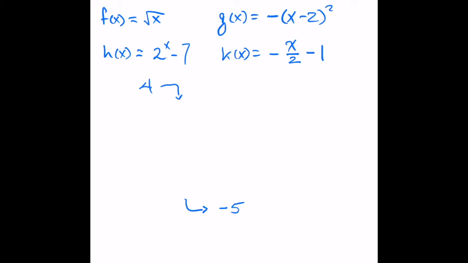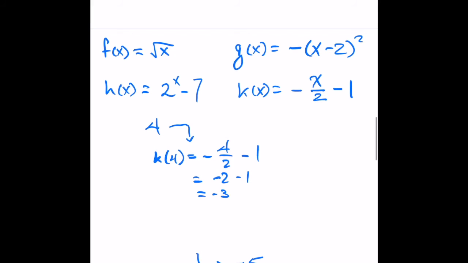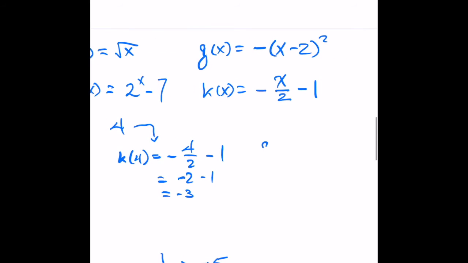Let's start off with, how about k of 4. So k of 4 is going to be negative 4 over 2 minus 1. Well, that gives me negative 4 over 2 is negative 2, and that minus 1 is negative 3. Well, so I'm going to take that negative 3 now, and I'm going to go, let's see, which one works here? How about g of x? Let's go g of negative 3.